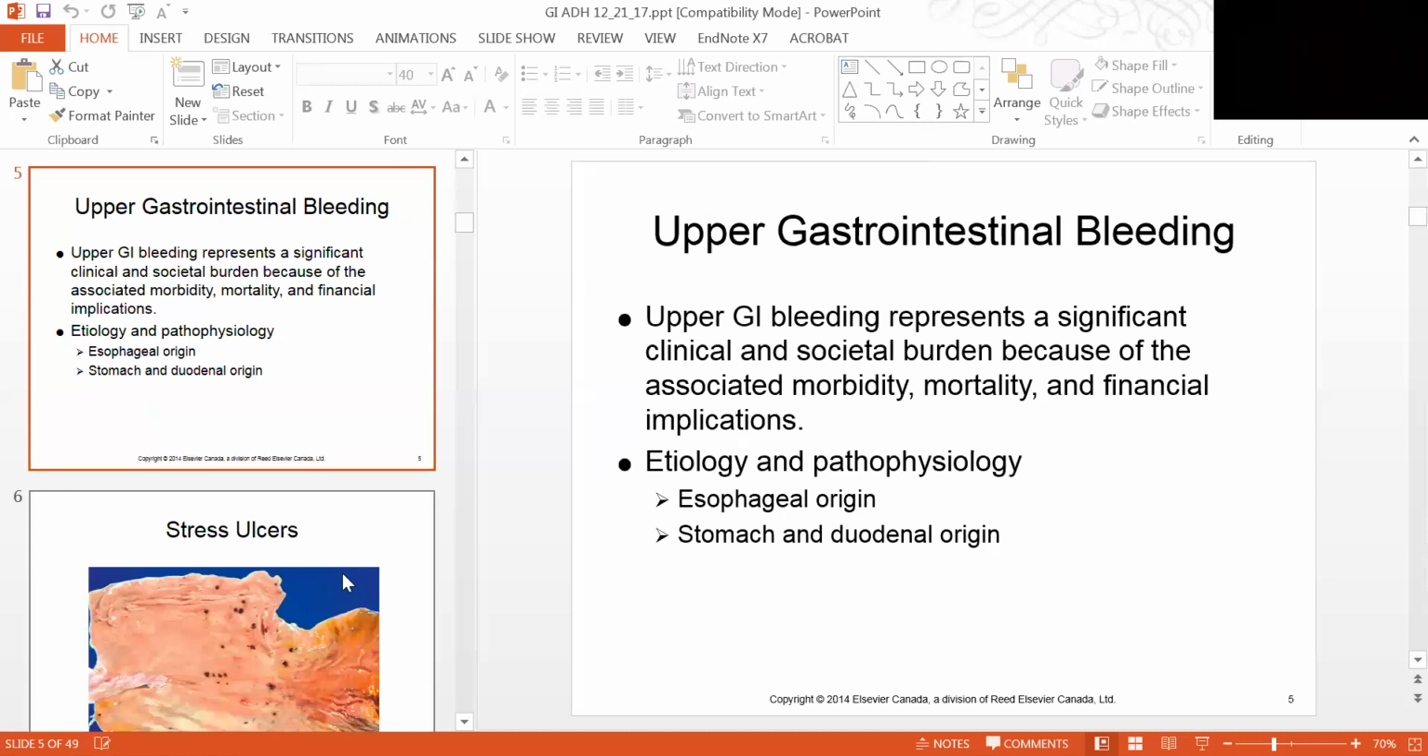The other reason, which I don't see as often but does happen from time to time, is that you may see a stress ulcer.